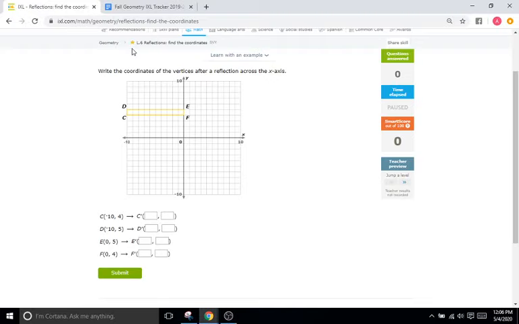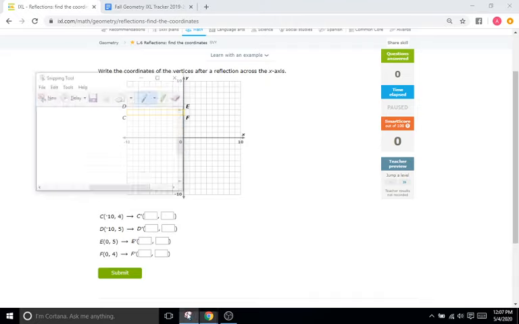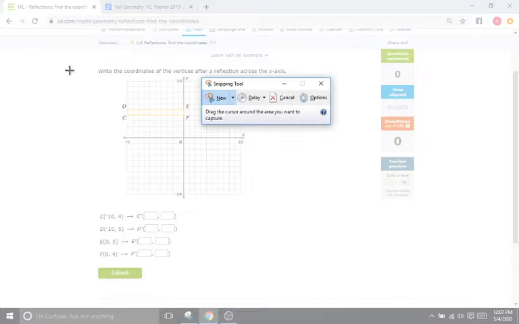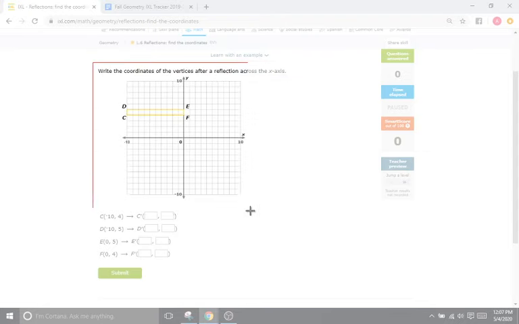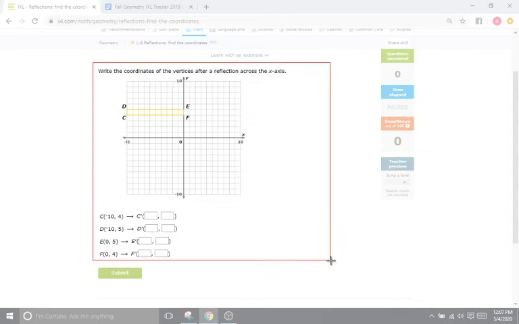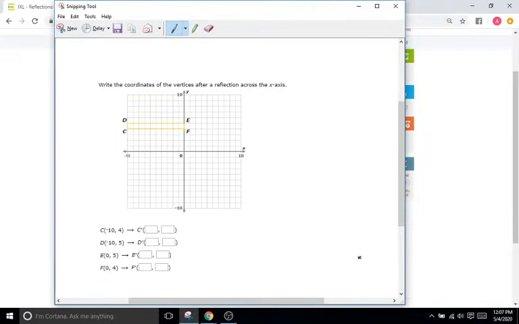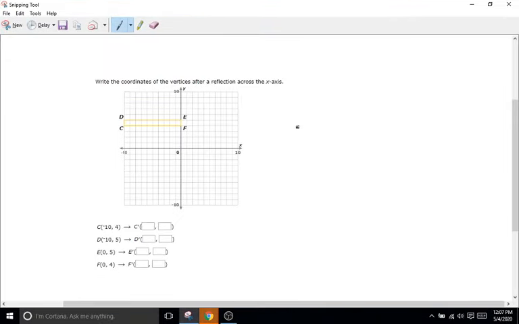This is Mr. Duffick, and today we are going back to reflections, specifically on IXL L6, where we are performing reflections and writing down the new coordinates after the reflections. So what I'll do is I'll make a copy here. And this is very similar to L5. L5 with reflections had us actually performing the reflection and drawing out the new shape. Here, we're just going to type in the coordinates. So same concept, just different execution, I guess.